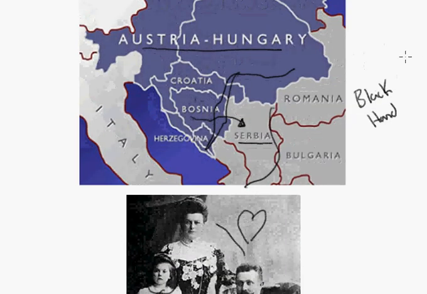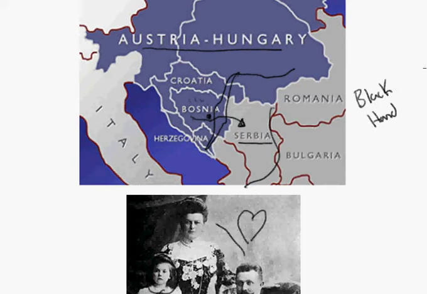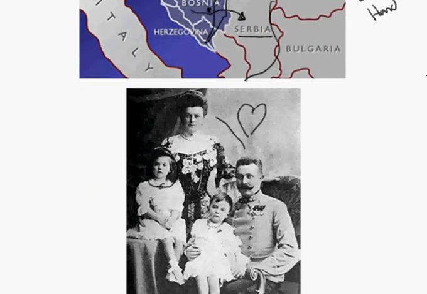Archduke Franz Ferdinand and Sophie get married, and they go to Bosnia, Sarajevo, which is about right there, and they end up going for a parade, and here she was allowed to be with him, so he wanted to treat her right.